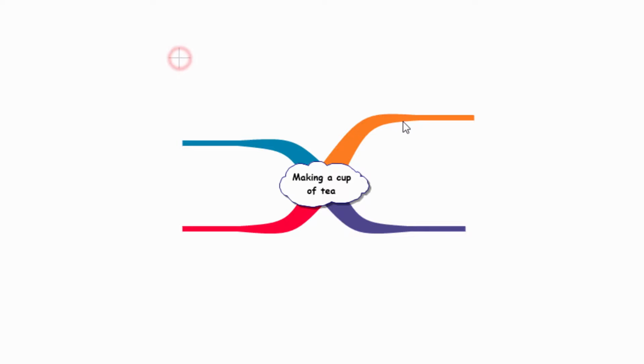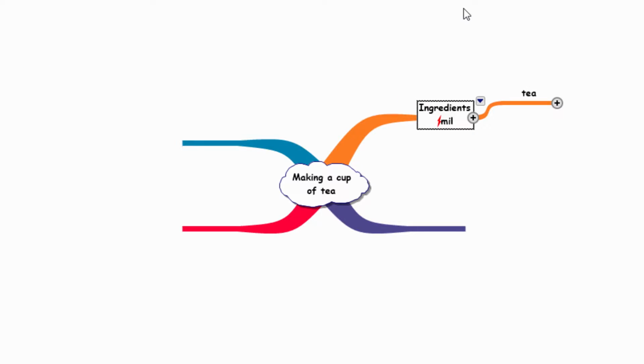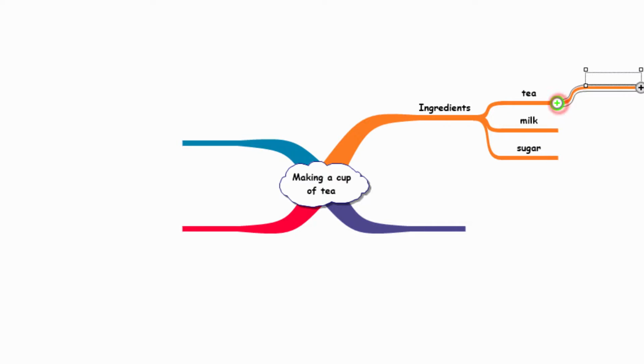And once I've done that, I can click on this section here and I could say, type in ingredients. And in the same way, if I wanted to, I could click on rapid fire and I could type in tea and I could type in milk and I could type in sugar, and you get these big thick trunks of color appearing on the right hand side. Additionally, you can just keep on creating branches by clicking on the plus button here. So now I can put in my types of tea.